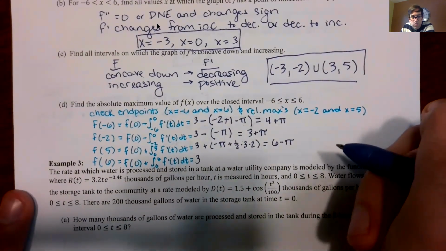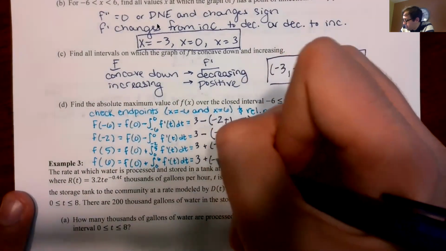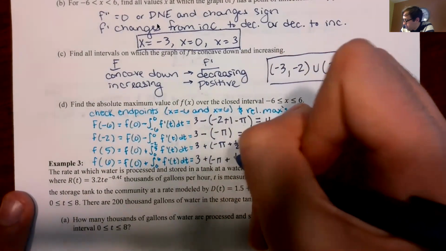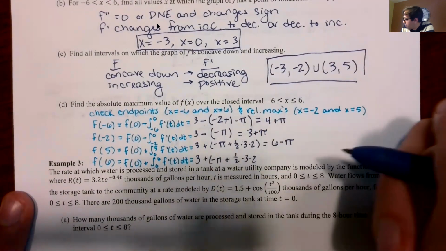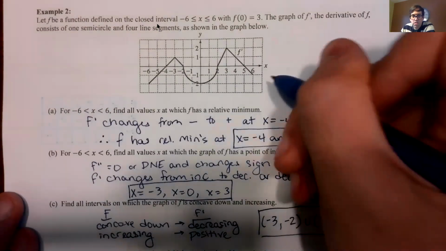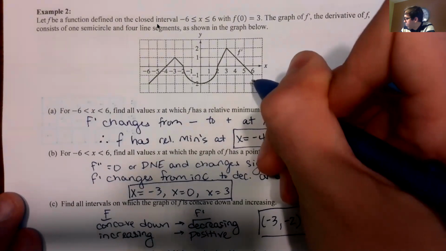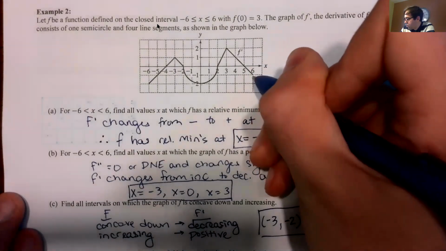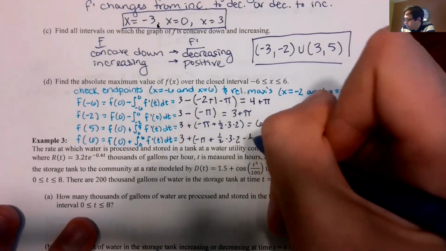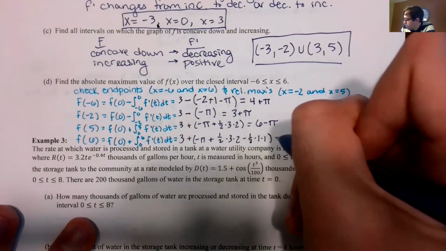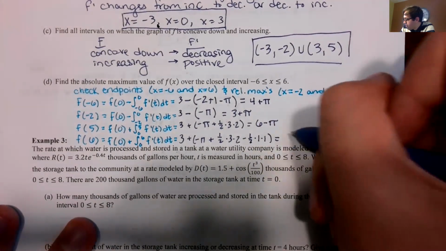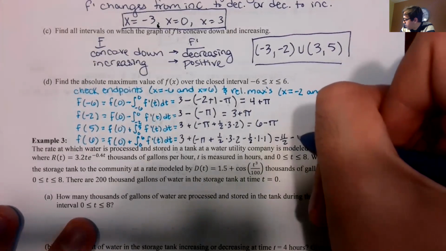And then for the last one, we're doing that whole thing again. And then we have one extra little piece to get to the 6. It's going to be minus 1/2 times 1 times 1. And that equals 11/2 minus pi.